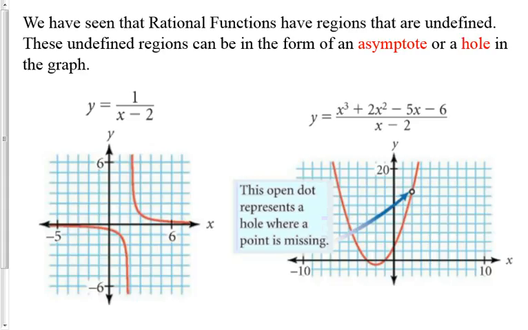We've seen that rational functions have regions that are undefined. These undefined regions can be written in the form of an asymptote or a hole in the graph. For x minus 2, we've done it before. We know how to find the asymptotes of this graph. But today, we will also be looking at holes, just a single point that's undefined.